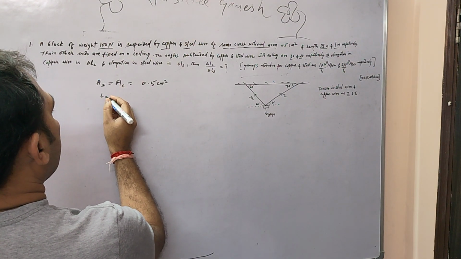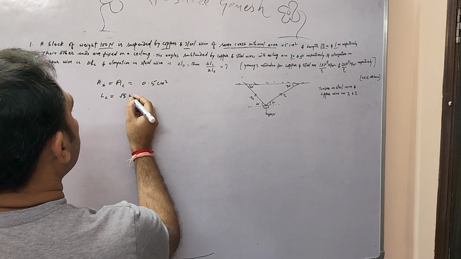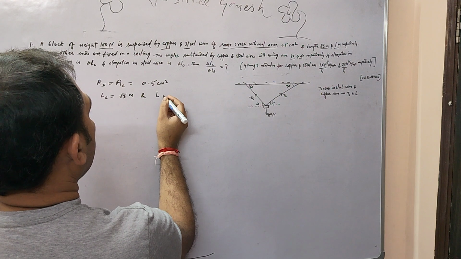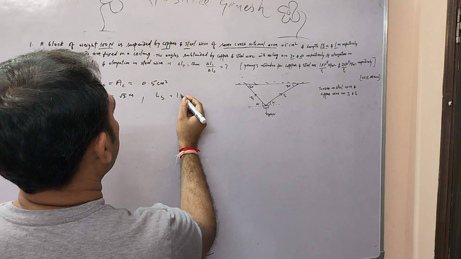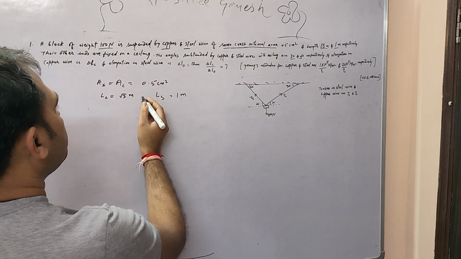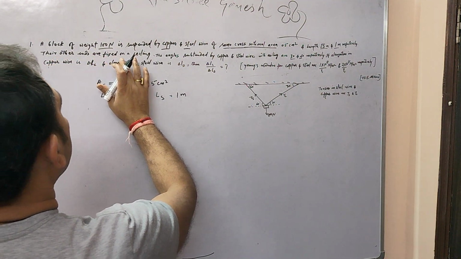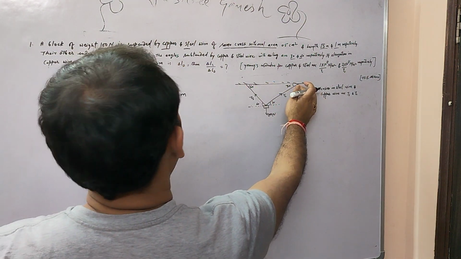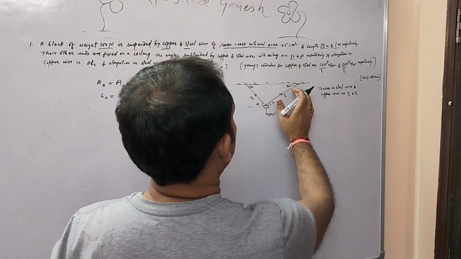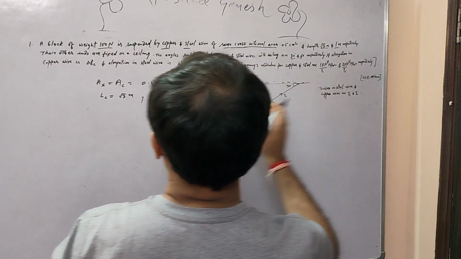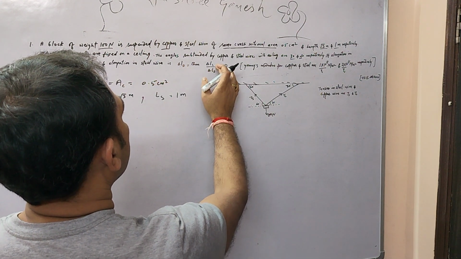So LC is equal to root 3 meter and LS is equal to 1 meter. Okay. Next, their other ends are fixed on ceiling here. The angles subtended by copper with steel wires with ceiling are 30 and 60 degrees respectively. If elongation in copper wire is delta LC and elongation in steel wire is delta LS, then find the value of this.